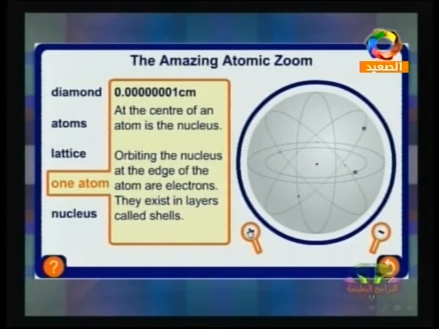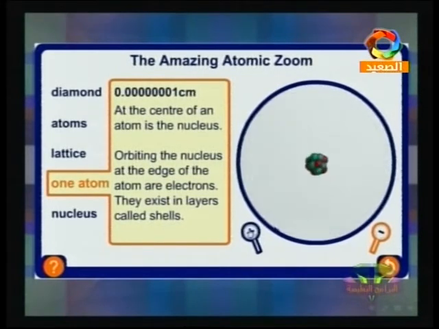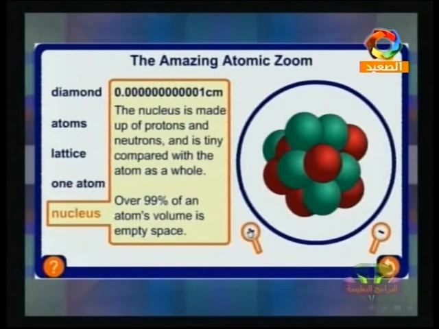But here we have the nucleus. I need to know the particles inside the nucleus. If you go inside the nucleus, we have this: the nucleus is made up of protons and neutrons.